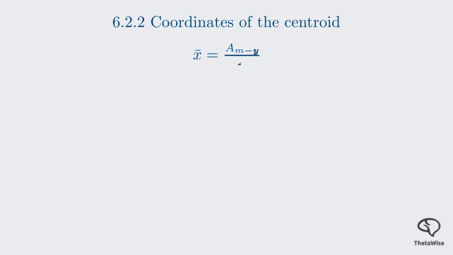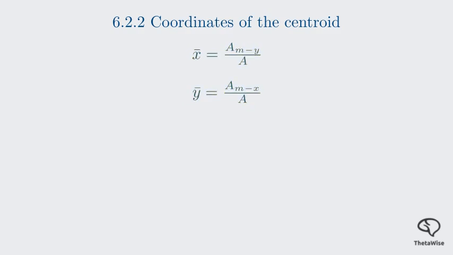So how do we actually calculate the centroid coordinates? We use these fundamental formulas. The x-coordinate of the centroid, x bar, is the area moment about the y-axis, A sub My, divided by the total area, A. Similarly, the y-coordinate of the centroid, y bar, is the area moment about the x-axis, A sub Mx, divided by the total area, A. These are the two main formulas you need to remember.